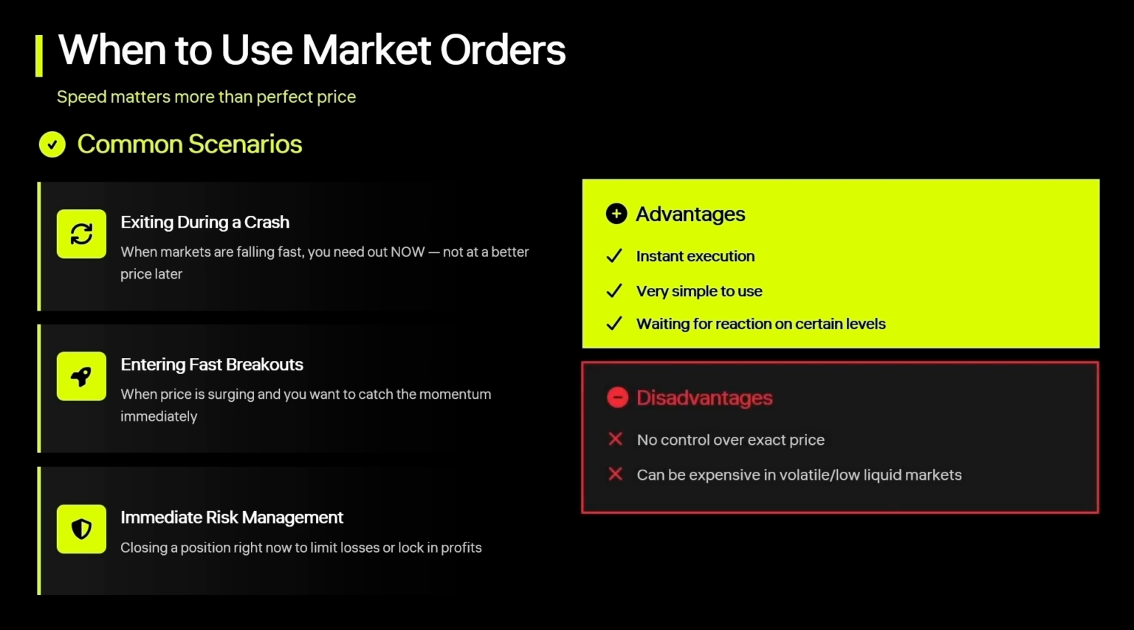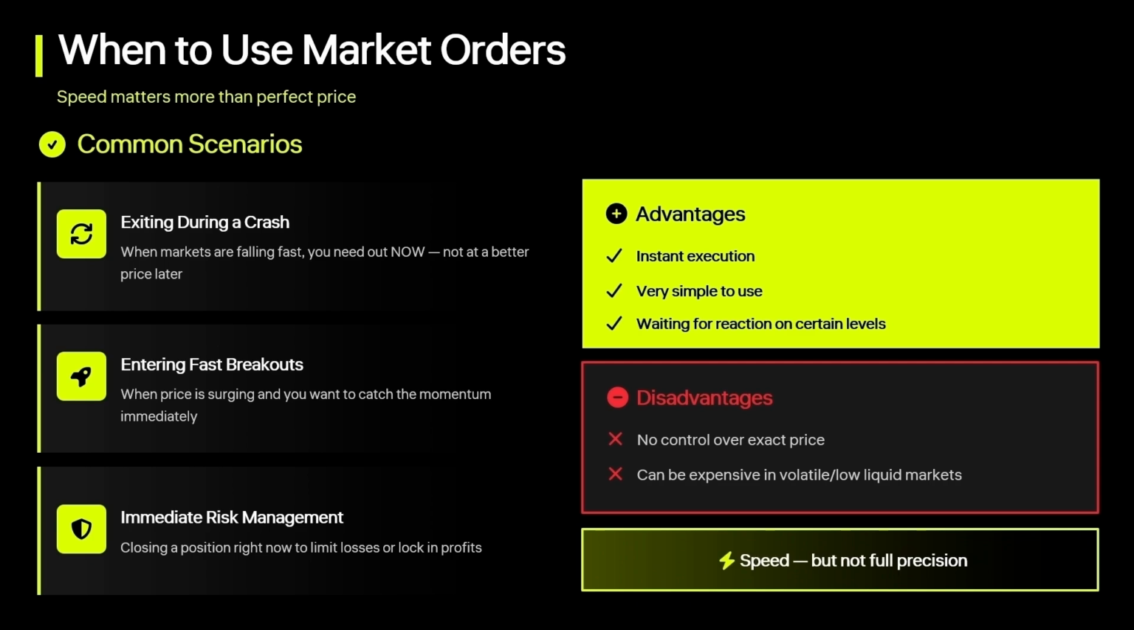Now, what are the disadvantages? You have no control over the exact price. Especially with lower liquid coins and a big order, you will have quite some slippage. And this can become very expensive in very volatile or illiquid markets because the slippage is so big. So to summarize, a market order gives you speed but less precision.